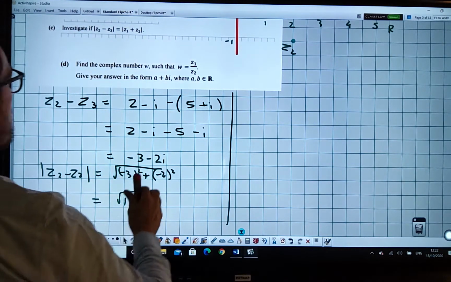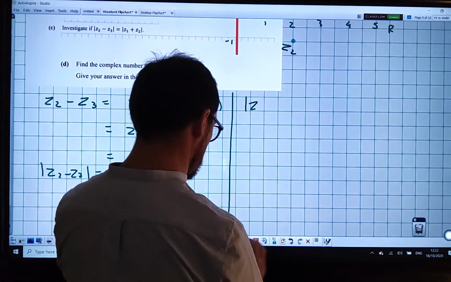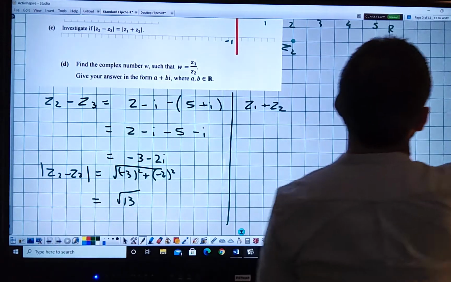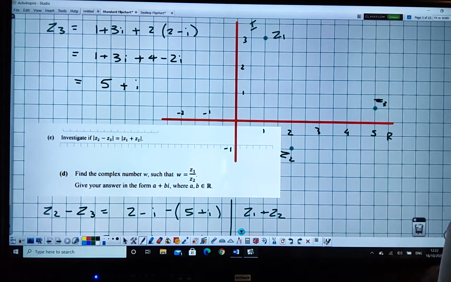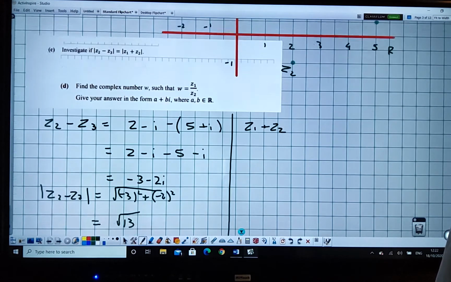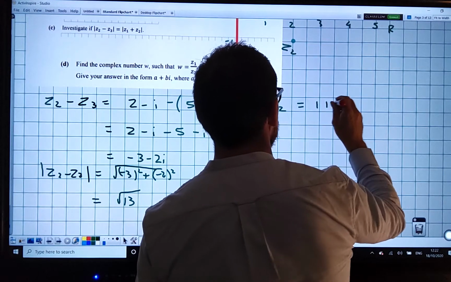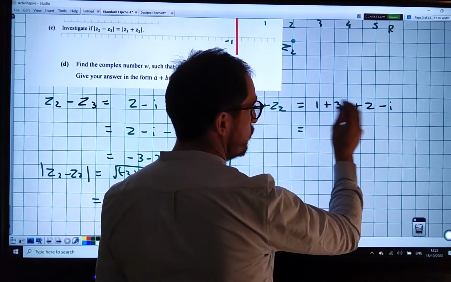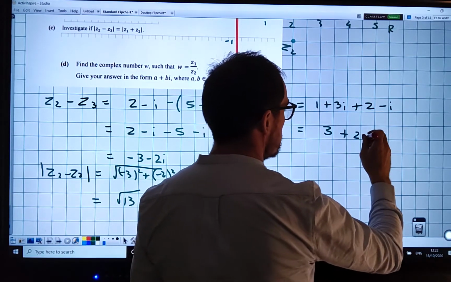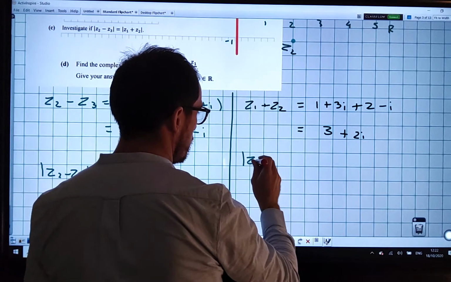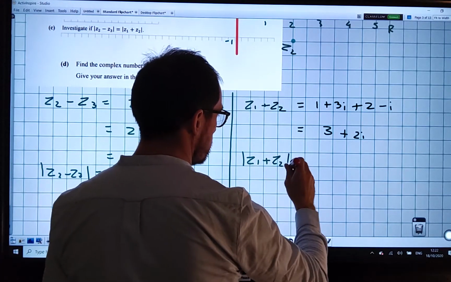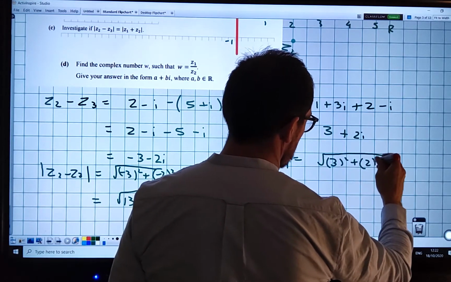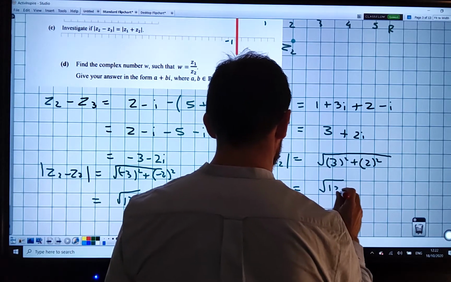Now we're going to do z1 plus z2. So we do z1 plus z2 first of all. And just to remind ourselves that z1 is 1 plus 3i. So it's going to be equal to 1 plus 3i plus 2 minus i. So that's equal to 1 plus 2 is 3, 3i minus i is 2i. And then to get the modulus of z1 plus z2, the square root of 3 squared plus 2 squared, and that's equal to the square root of 13.